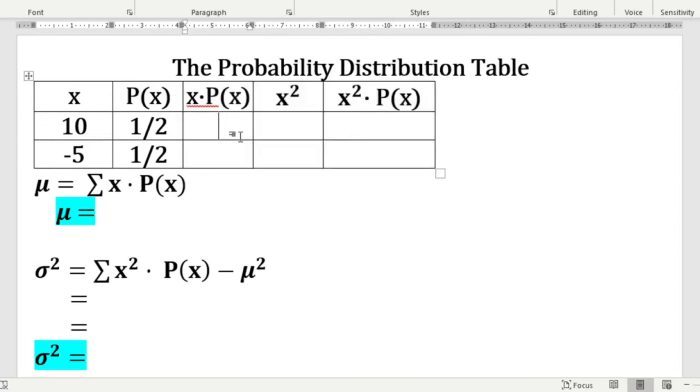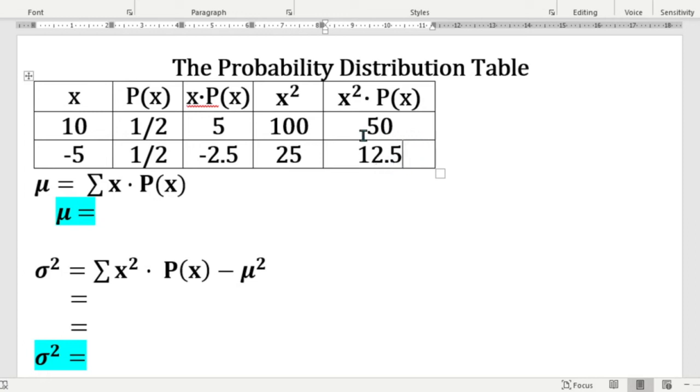Just like in our previous examples of calculating for the mean, variance, and standard deviation, we have these three columns. The first one, we need to determine the product of the possible value and its corresponding probability. That is 10 times 1/2 is 5. And negative 5 times 1/2 is negative 2.5. Next, we need to determine the square of the possible value. That is 10 squared is 100, while negative 5 squared is 25. And in this last column, we find the product of the square of the possible value and its corresponding probability. That is 100 times 1/2 is 50, and 25 times 1/2 is 12.5.